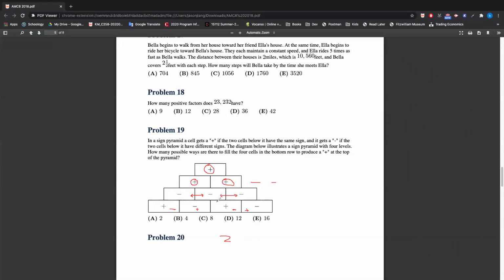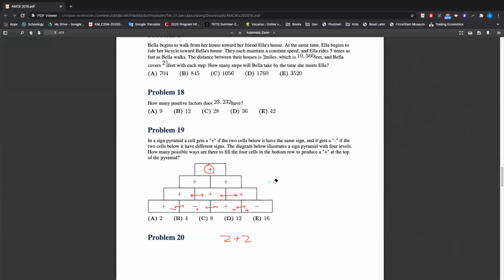Now let's see what would have happened if these were instead pluses. If these are pluses, all of the symbols at the bottom have to be the same, for the same reason that these ones are all the same when these are pluses. Because we can sort of draw the arrows. So that's another two possibilities. Either all pluses or all minuses. Okay, so that's all the possibilities when we have the plus case.